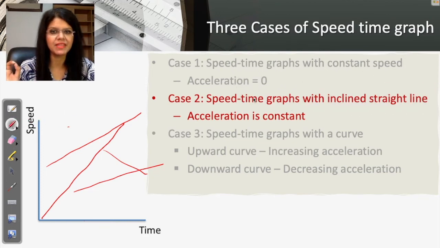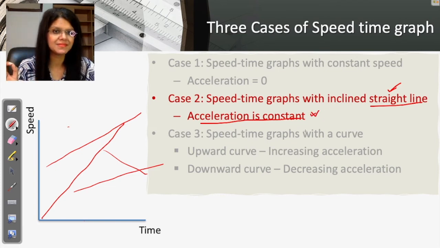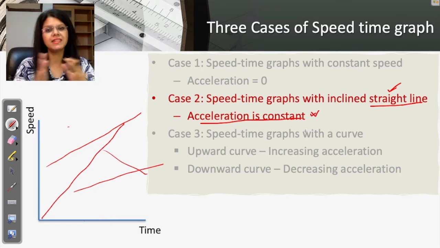This is also something that you learn from your maths. A straight line has a constant gradient, so the acceleration is constant. This point is easy to understand. A straight line has a constant gradient all throughout. Therefore a straight line represents an acceleration which is constant. No matter what the time is, you're accelerating at the same rate.